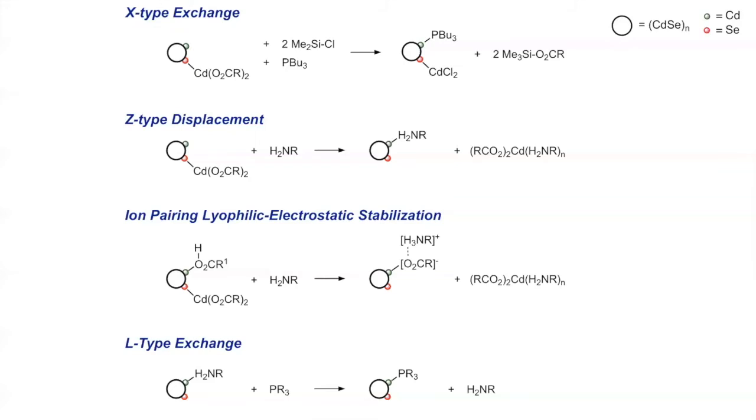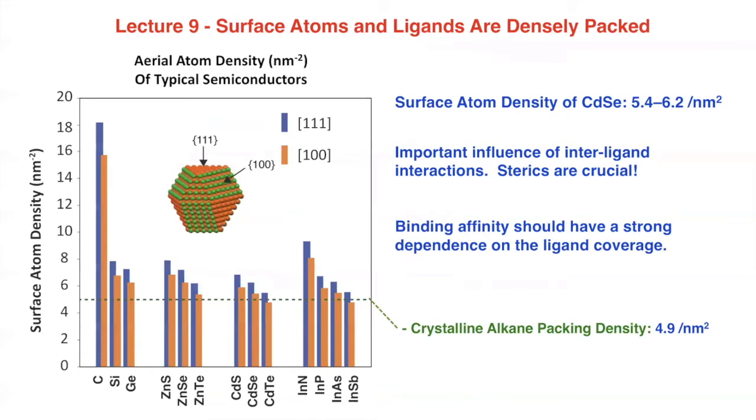All right, so let's change gears now. Oh yeah, one more thing. A very important principle in all of this is that the areal atomic density of surface atoms is actually really high on these binary crystals. They're higher than the alkane chain packing density can allow. So, you can't put one alkane down for every surface atom on these materials. There's not enough space for all the hydrogen and carbon. And so this makes steric interactions between ligands on surfaces really important.